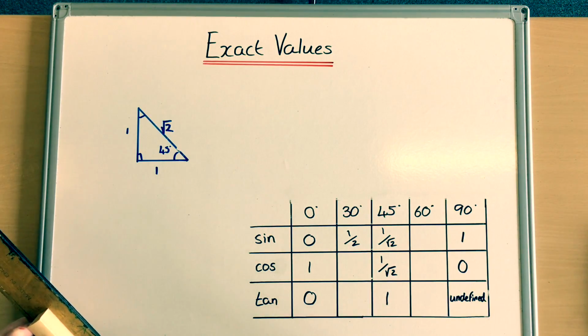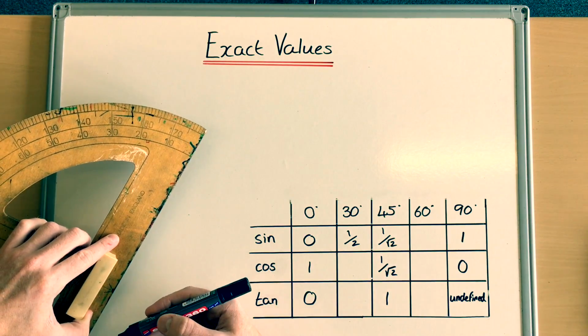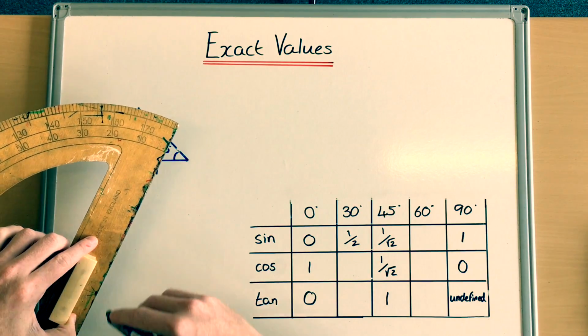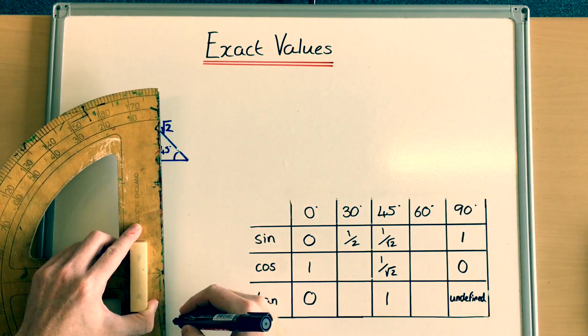An equilateral triangle will do a 60 degree angle. So I'm going to imagine drawing a 60 degree equilateral triangle, all three angles 60 degrees, and then I'm going to chop it down the middle, and that'll cut one of them in half.